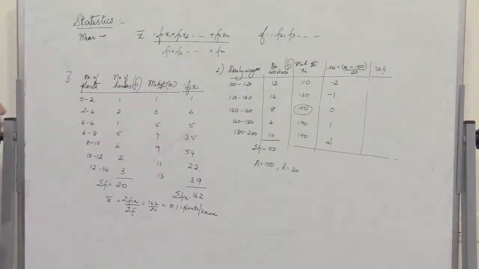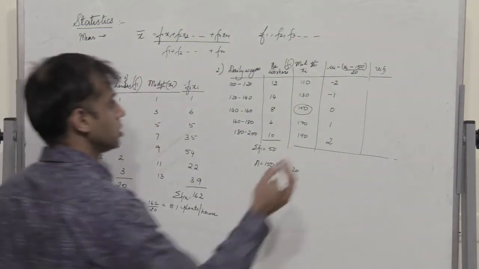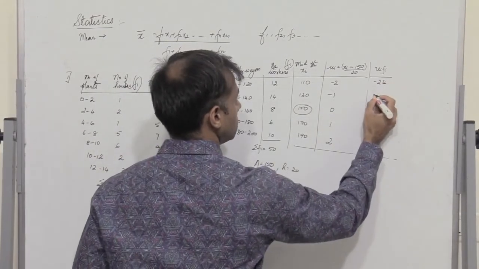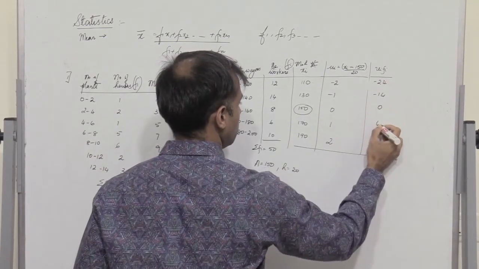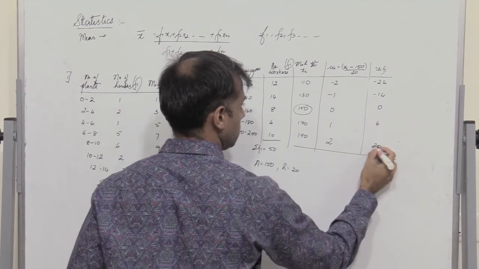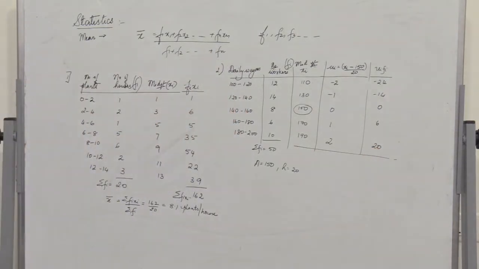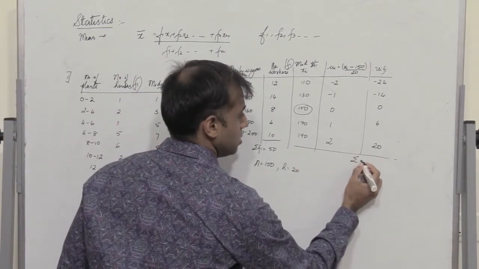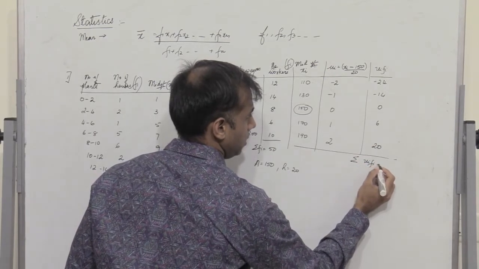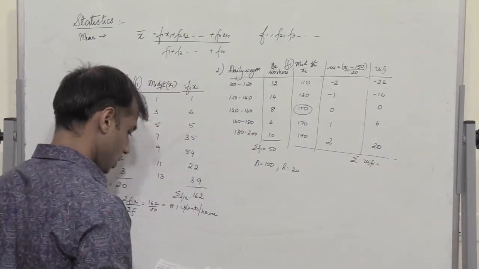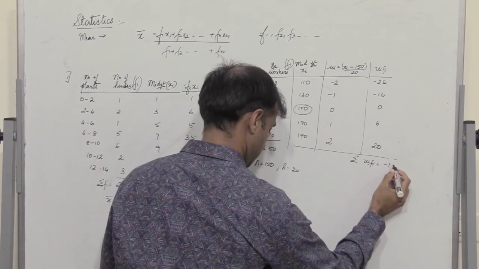So what do we get? ui into fi, which is 12 into minus 2, which is minus 24, then minus 14, 0, 6 and 20. So this is ui fi. Find summation ui fi. So when we find the summation, we get the value as minus 12.